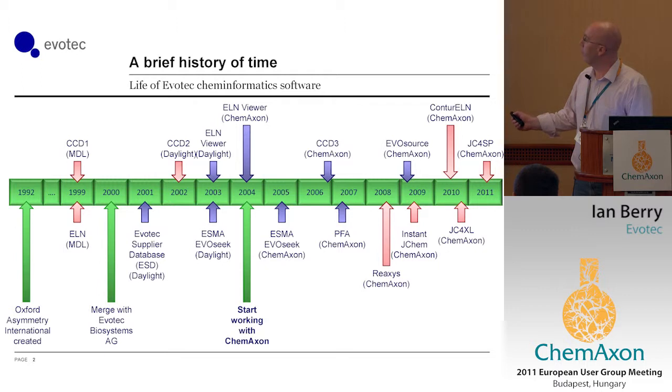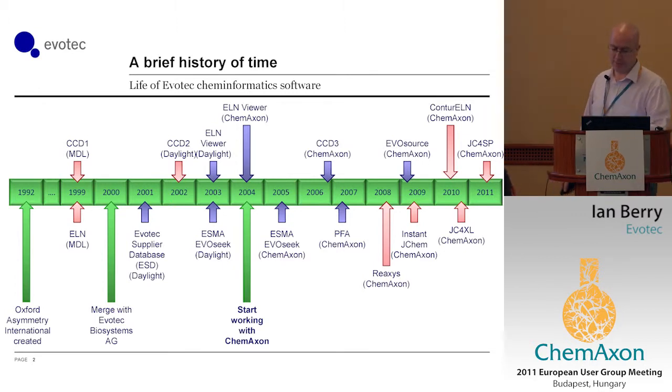JChem for SharePoint is where we're starting, somewhere around here, probably in a month or so's time, whenever it's released. And the other big one here is EVOsource, which is a replacement for the ESD down here, a new version of our compound sourcing database. So we've been using ChemAxon now since around 2003, 2004, so about 7 years.